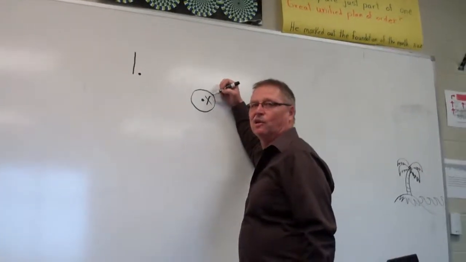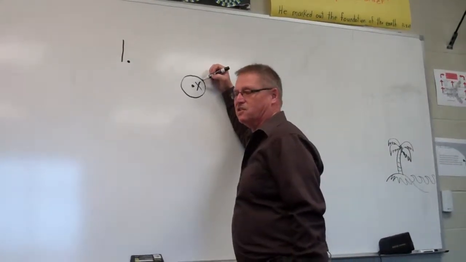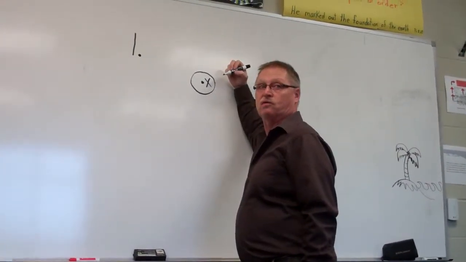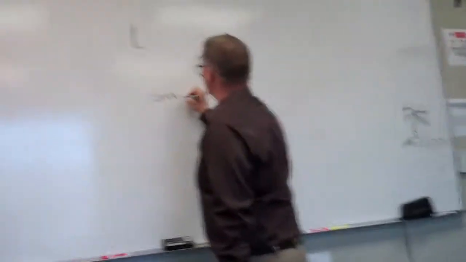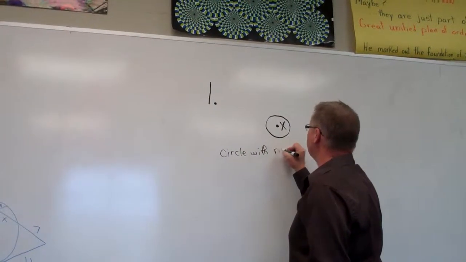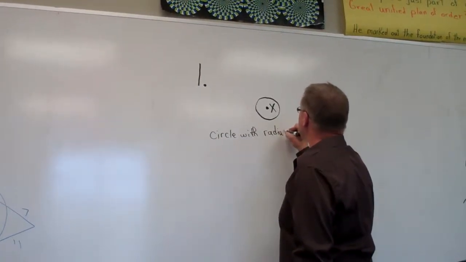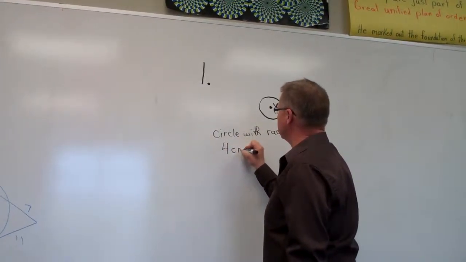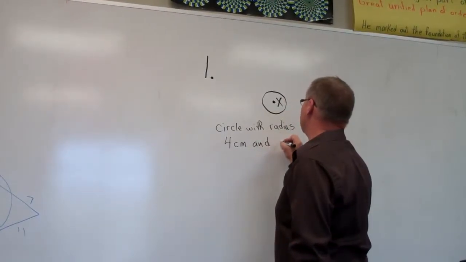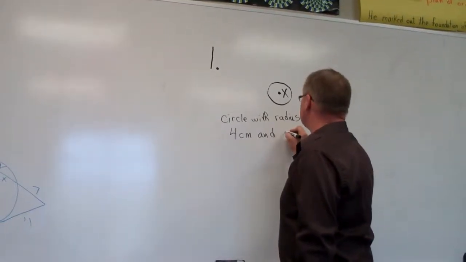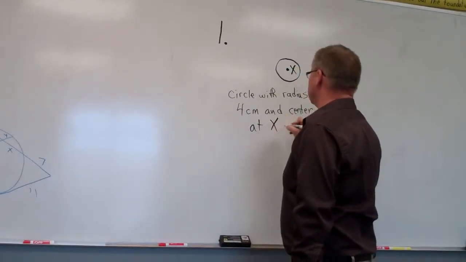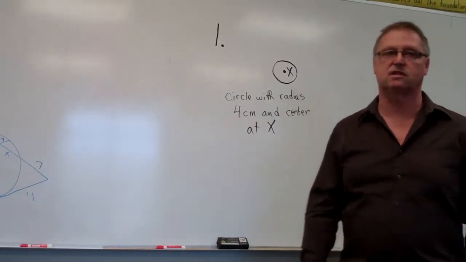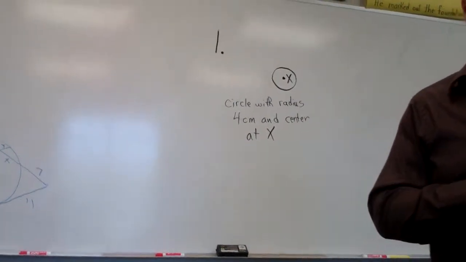All right, set of all locations is a circle. We have to even say more if we can, because there's a lot of circles in this world, and they're in a lot of places. So we should say circle with radius 4 centimeters, and I know this seems laborious, center at X. That describes the locus of all locations 4 centimeters from point X.